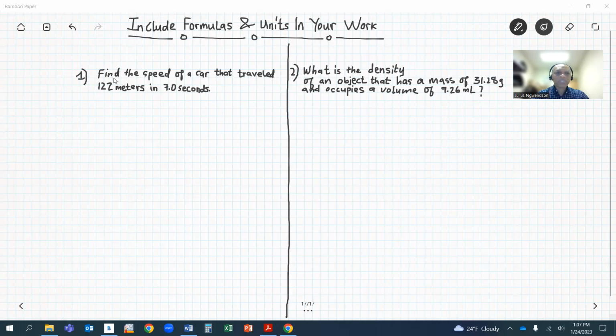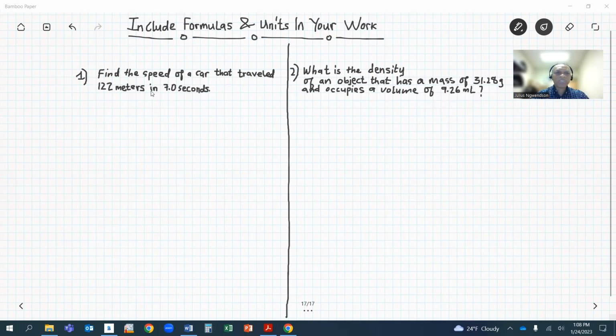The first question is find the speed of a car that traveled 122 meters in 7.0 seconds. The second question is what is the density of an object that has a mass of 31.2 grams and occupies a volume of 9.26 milliliters?